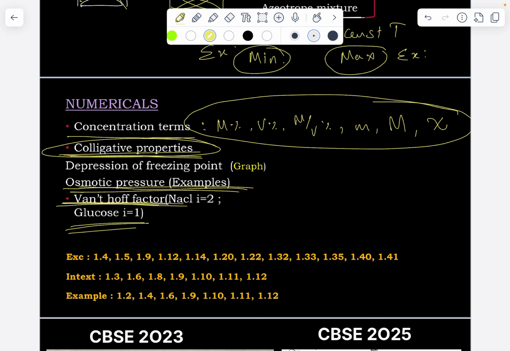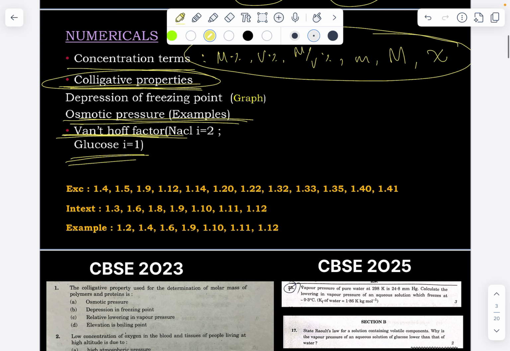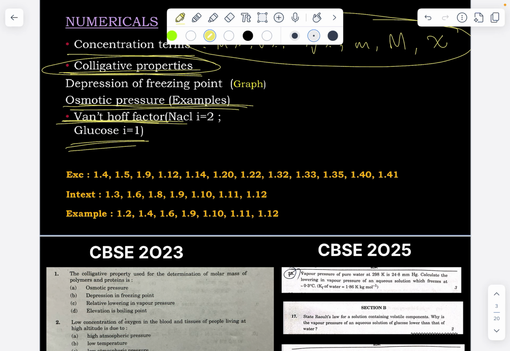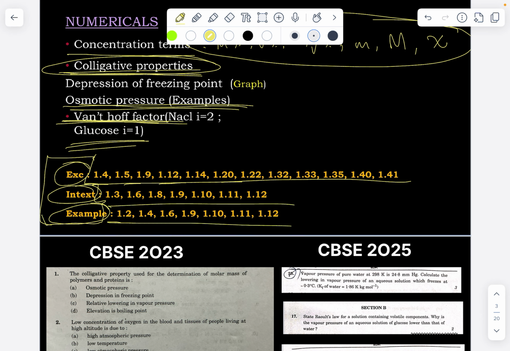Now I will show you the important questions taken from the textbook: exercise questions, intext questions, and example questions. These questions are relevant to the repeated topics only. Please make a note of them carefully, everyone.